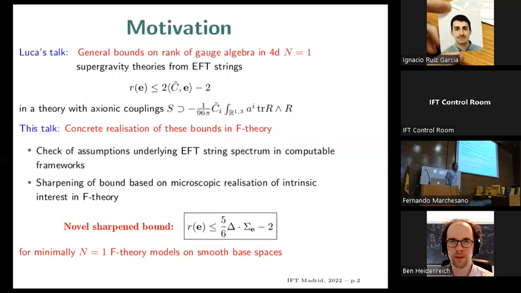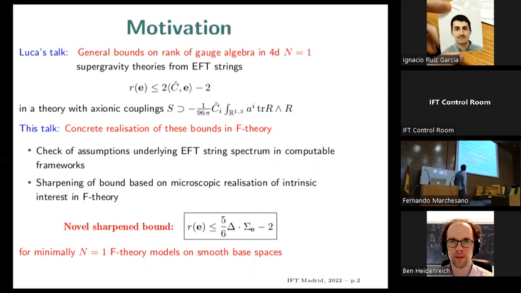As we just learned from Luca's talk, one can establish general bounds on the rank of the gauge algebra in 4D N=1 supergravity theories, making use of the consistency of these EFT strings. The rank is bounded by axionic couplings of the string to higher derivative sectors, which is a priori purely gravitational and one might think has nothing to do with the gauge sector, but there seems to be such a relation between the gauge sector and the gravitational higher derivative couplings.